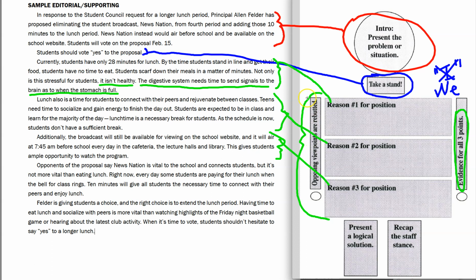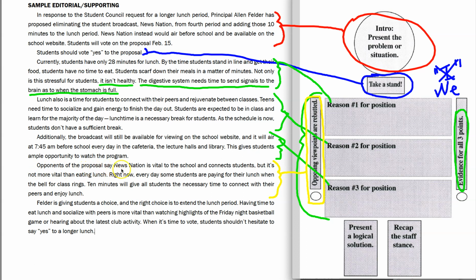Now this is an important key right here between the good editorials and the great editorials. So you need to make sure you do this. You need to make sure somewhere in here you're addressing opposing viewpoints and explaining why they're wrong. So if you look at this example that we have here, you get this additional paragraph where they do exactly that. They tell us exactly what the opponents to this position are saying.